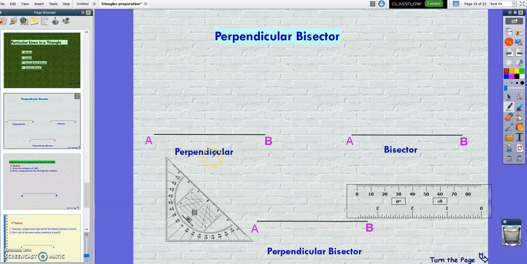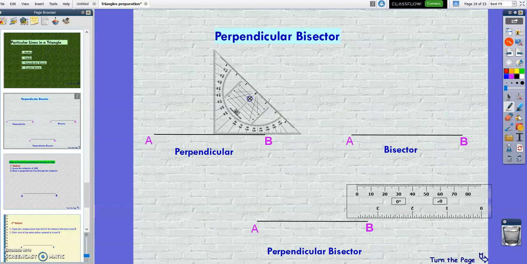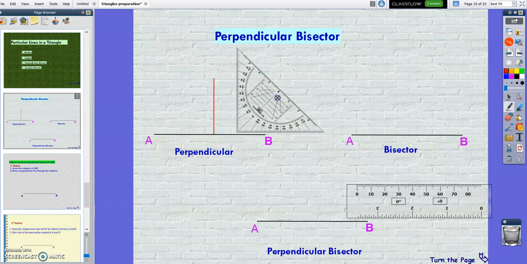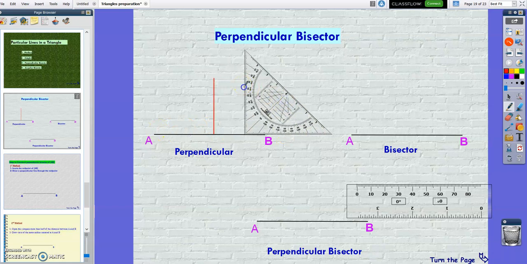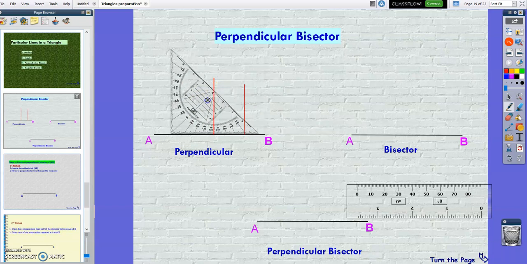Perpendicular. Any two lines that make a 90-degree angle are called perpendicular. For example, this segment AB. To draw a perpendicular to segment AB, just put the set square like that and draw a line. So this line is perpendicular to AB. Another one, this one is also perpendicular. They make a 90-degree angle or a right angle, so they are perpendicular.